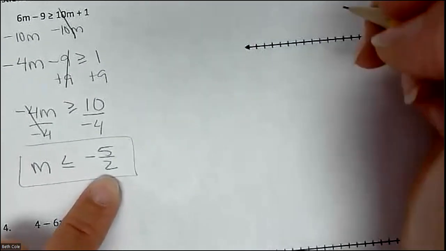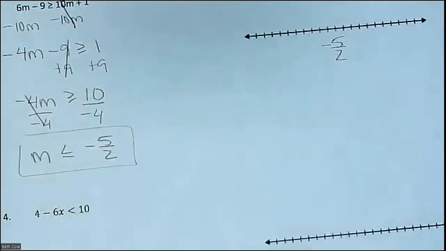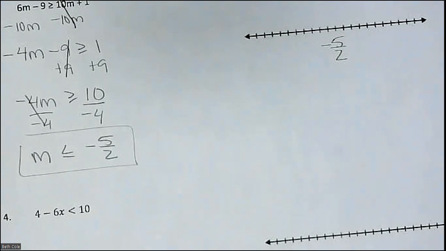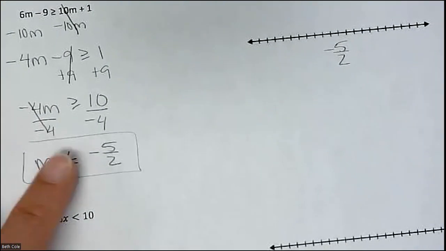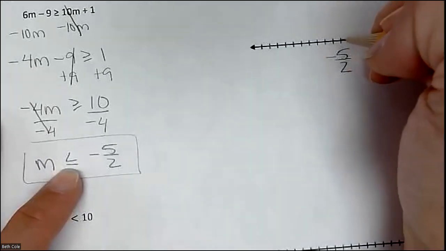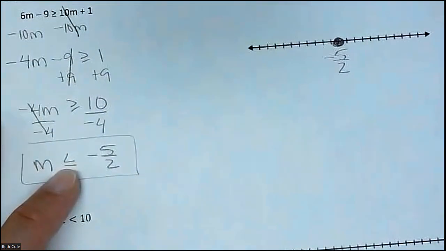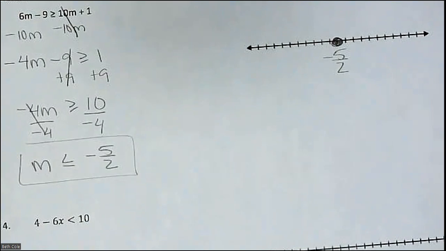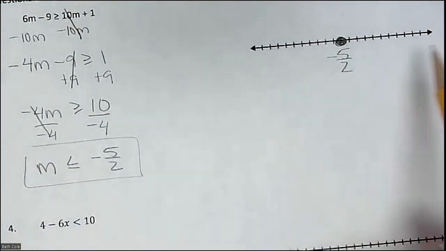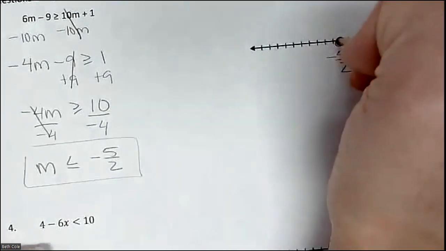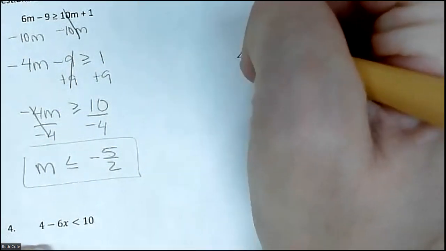Yeah, like that answer. All right, so negative 5 halves. Just put that number. I want the correct circle. So is this one going to be open or closed? Closed. If it has the equal to, you need it closed. And then you just shade the correct direction. It says m is less than or equal to, so which way do we want to shade? Yeah, left. We want everything smaller.